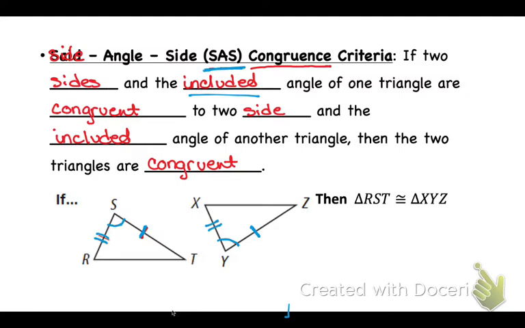It cannot be side, angle. That's not what I said, did I? The letters in the name tell you the rule. So the letters in the name are SAS, that stand for what? Side, angle, side. Make sense?